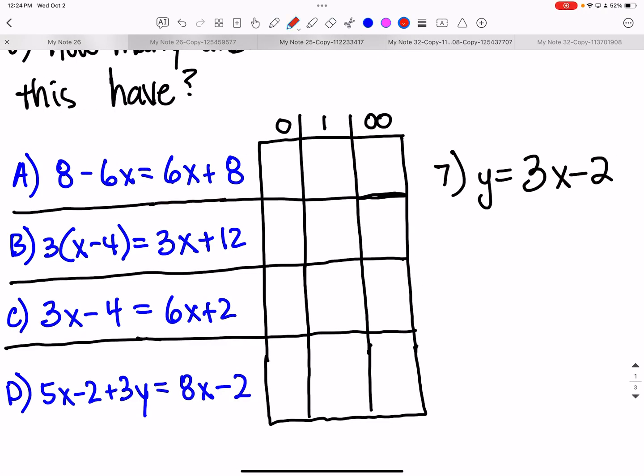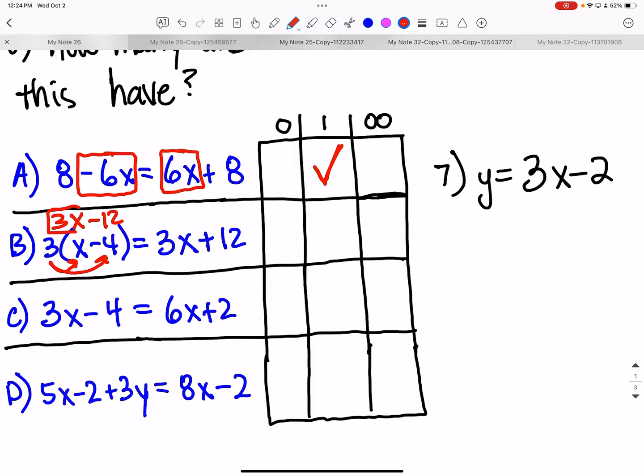Let's see. 6x's on this side, negative 6x's on that side. These are not the same, so these will not cancel each other out. This is just a normal old problem. This one, I have to do some Starbucks. 3 times x is 3x. 3 times negative 4 is negative 12.